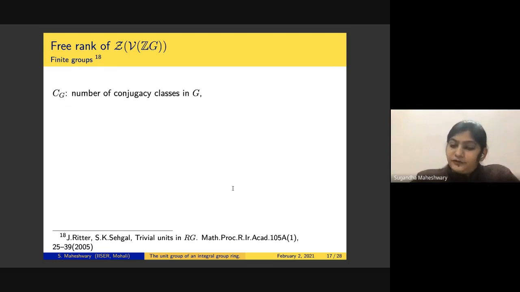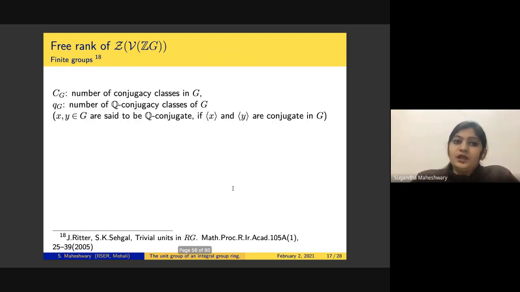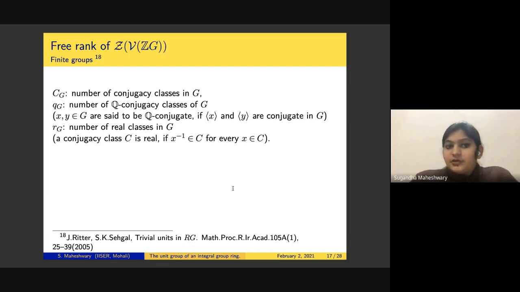If CG denotes the number of conjugacy classes in G, and QG denotes the number of Q conjugacy classes in G, right? Q conjugacy means the generators of a cyclic group, X and Y, are conjugate. Then you say that they belong to the same conjugacy class. And RG is the number of real classes in G. Real classes mean that if some element belongs to a conjugacy class, its inverse also belongs to the same class, then we say that conjugacy class is real.